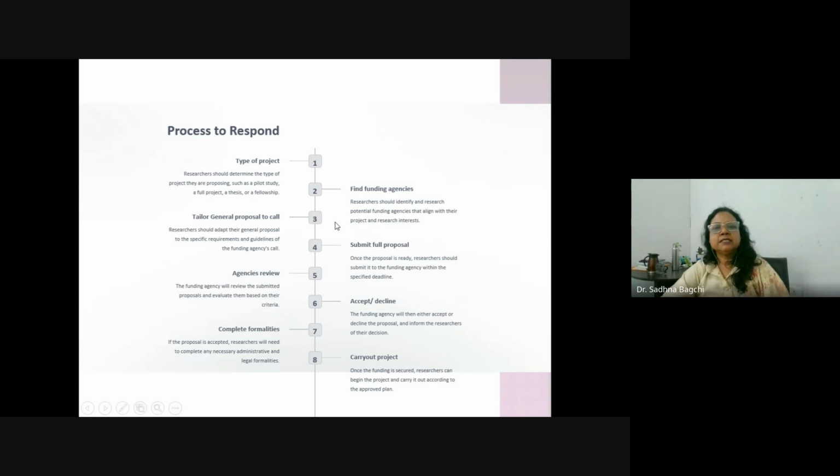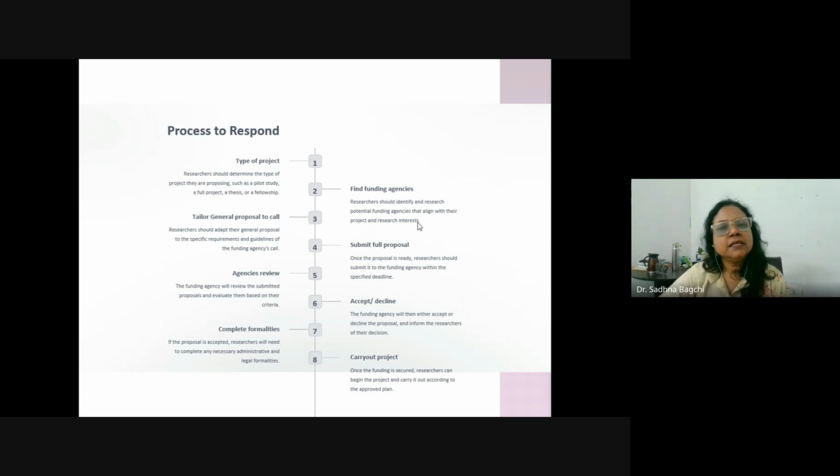Next is to find the funding agency. Researchers should identify how many funding agencies are available, find out the potential of the funding agencies, and align your project with the funding agency.